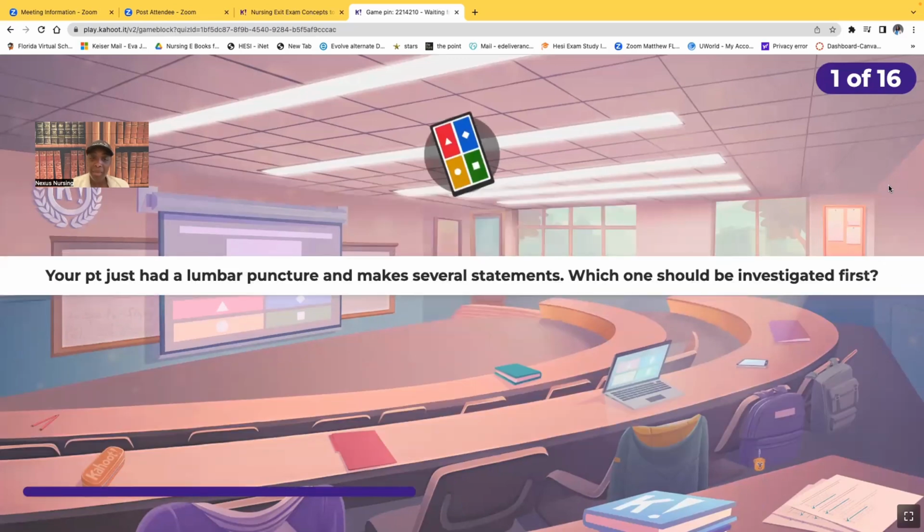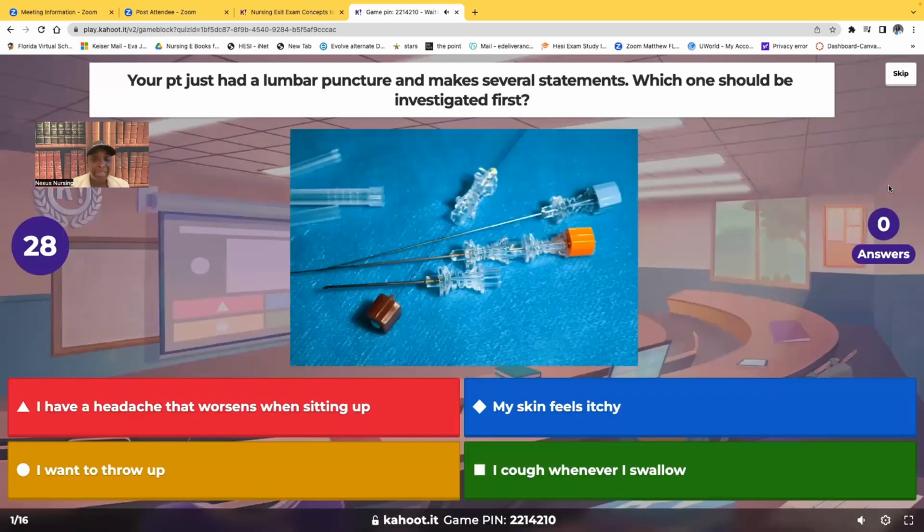Your patient just had a lumbar puncture and makes several statements. Which one should be investigated first? Would it be, I have a headache that worsens when sitting up, my skin feels itchy, I want to throw up, or I cough whenever I swallow? Which statement should be investigated first?